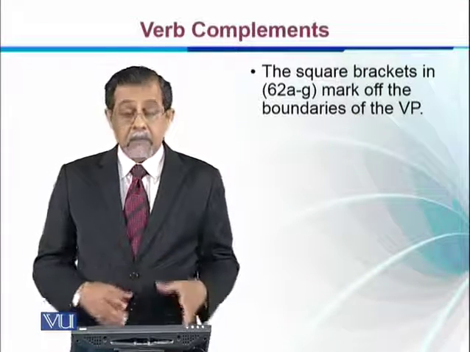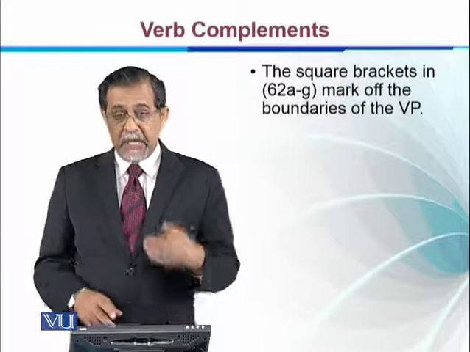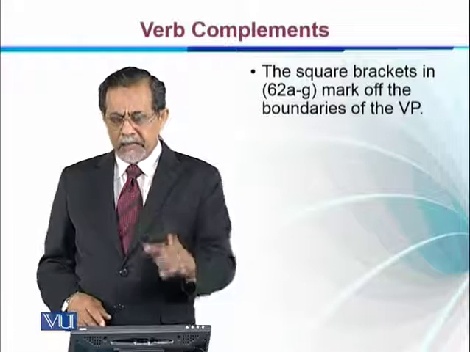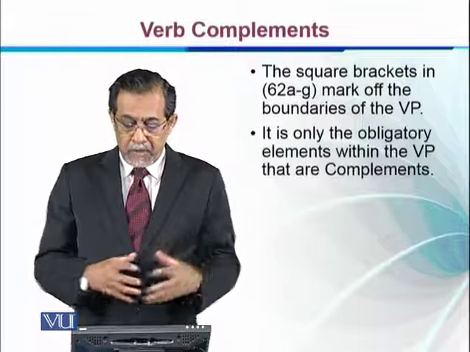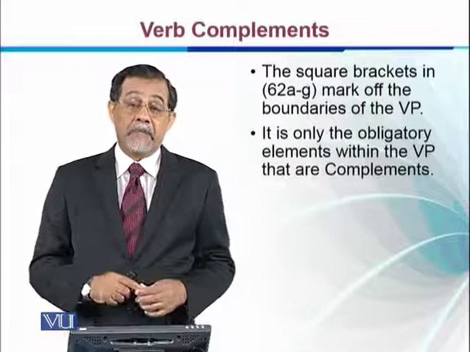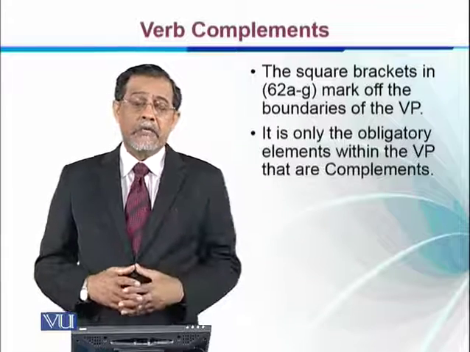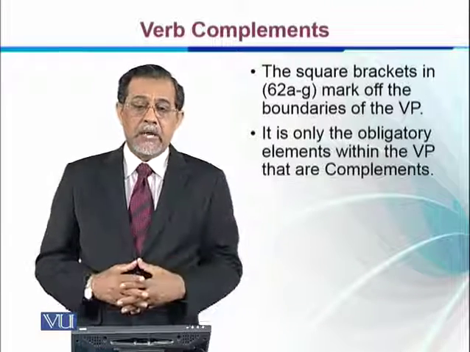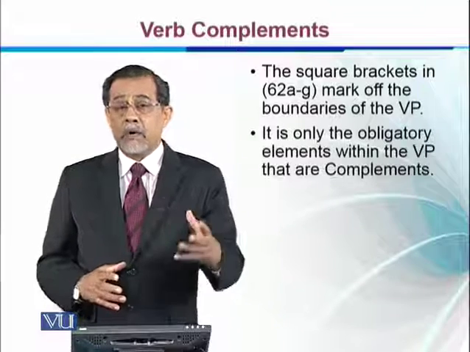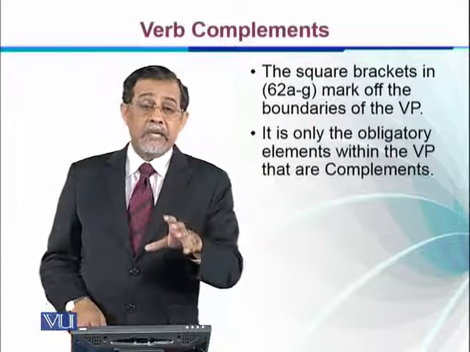The square brackets, for example, mark the boundaries of the verb phrases, so a verb phrase can be followed by an adjective phrase, an adverb phrase, a noun phrase, a sentence, etc. It is only the obligatory elements within the verb phrase that are complements. Obligatory elements we cannot leave out generally. However, we'll discuss in detail at other times when we can say that even the complements can be dropped for certain reasons. However, up till here, we can say that they are obligatory.